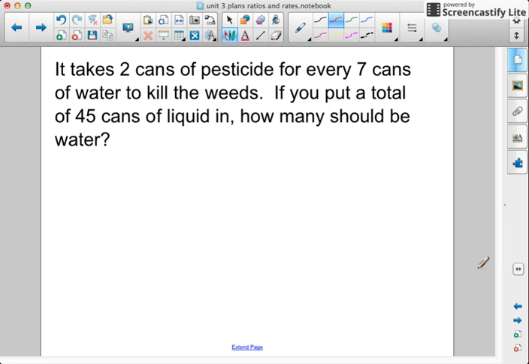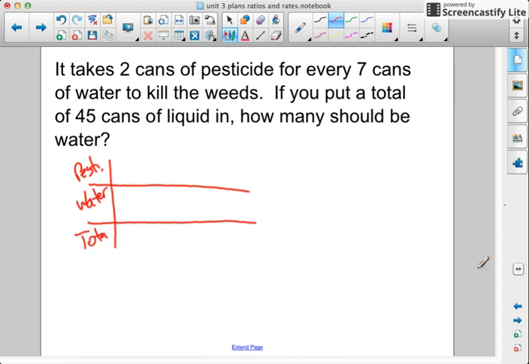Let's say it takes 2 cans of pesticide for every 7 cans of water to kill the weeds. If you put a total of 45 cans of liquid in, how many should be water? So let's set up our table here. So we have pesticide, we have water, and we have total liquid. So if it takes 2 cans of pesticide for every 7 cans, I want to know if I have 45 total cans of liquid in there, then how much should be water?